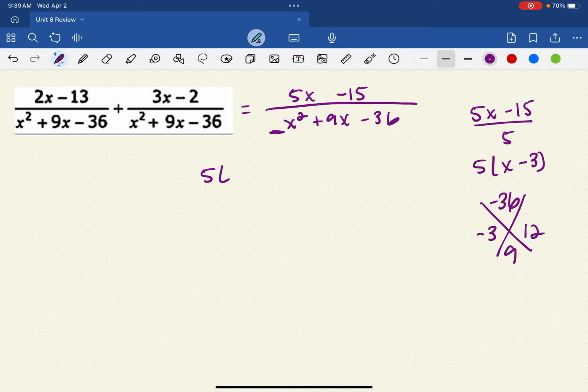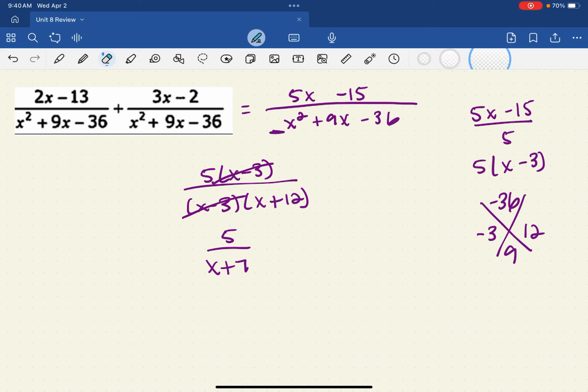So 5 times x minus 3 on top. On bottom, I've got x minus 3, x plus 12. Get rid of anything that's the same. I'm left with 5 over x plus 12. Oh, and I put 7. So 5 over x plus 12.